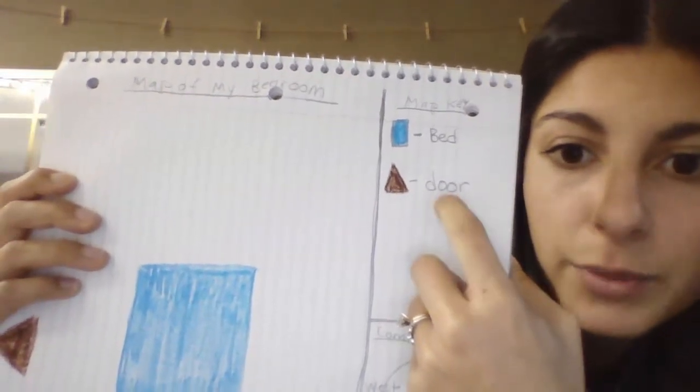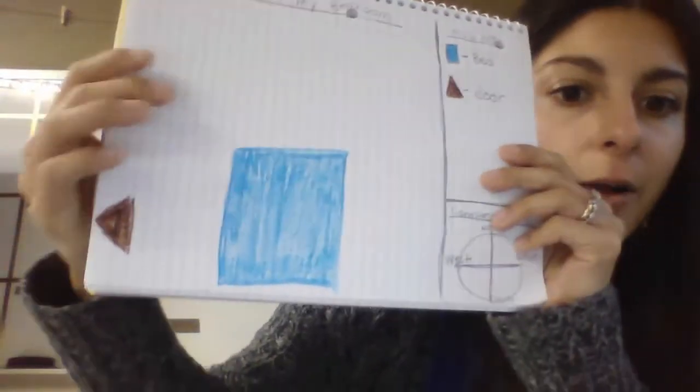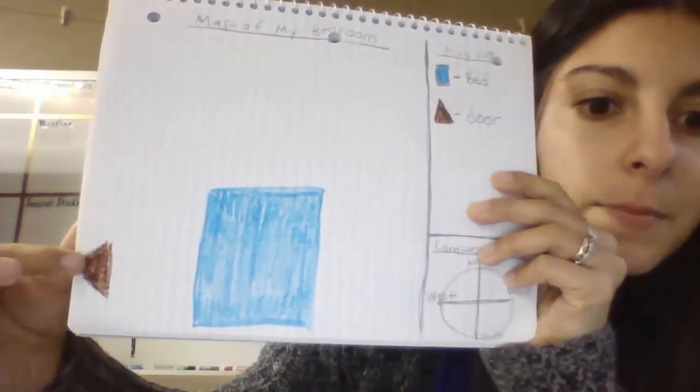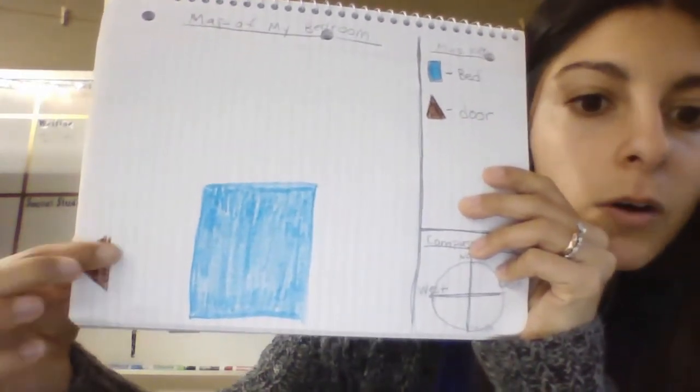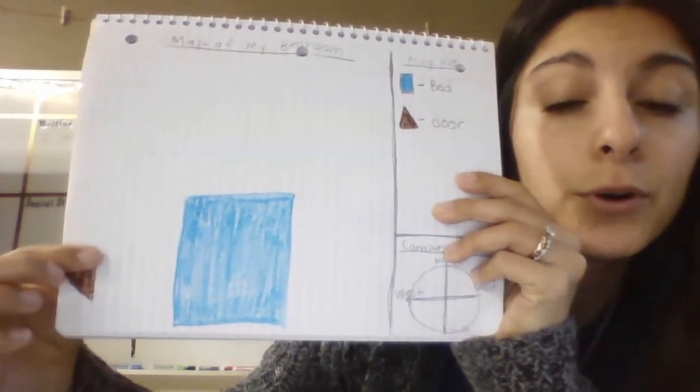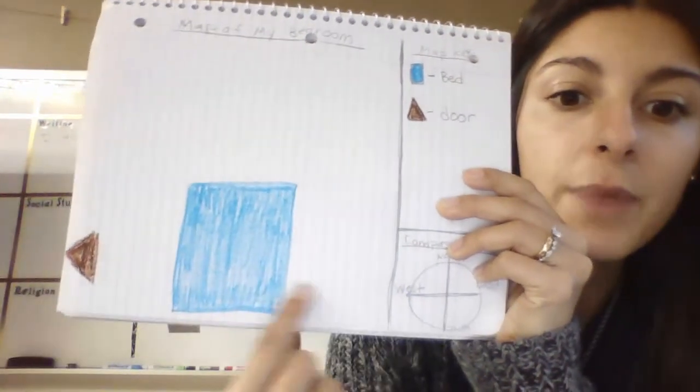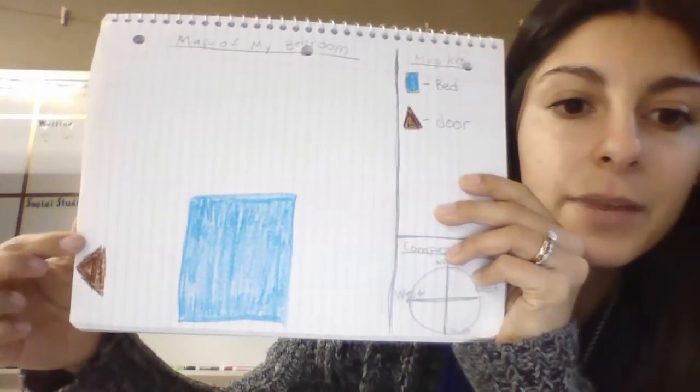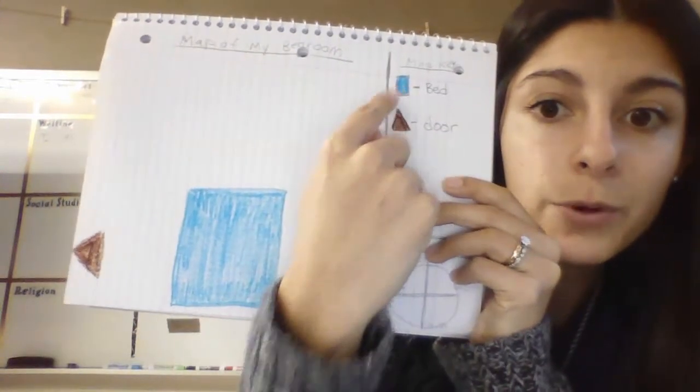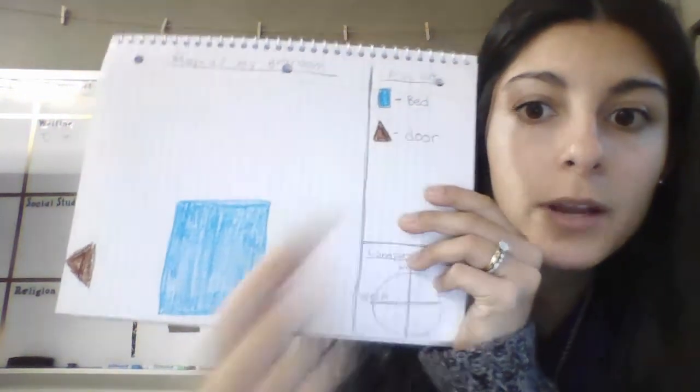A brown triangle means it's my door. So now I went to my map and I made sure to draw a triangle where my door is in my room. Okay, so now I have my bed in my map and I have my door. I also made sure to put it in my map key so that people know what it means.